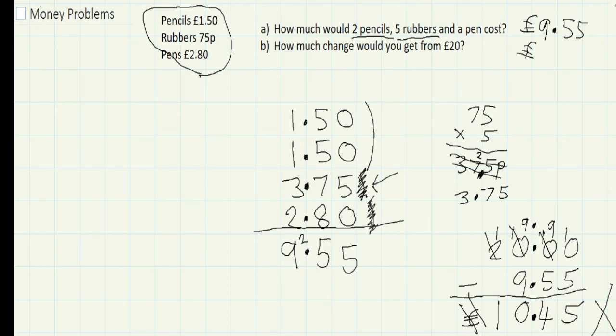You've got to think, does my answer make sense? Every time you write an answer, think, does that make sense? And that's where estimates come from. Like, 20 minus 9.55. What are we thinking the answer's going to be around? Well, it's very clearly going to be around about the £10 mark. So we're done. How much did it cost? £9.55. How much change did we get? £10.45.